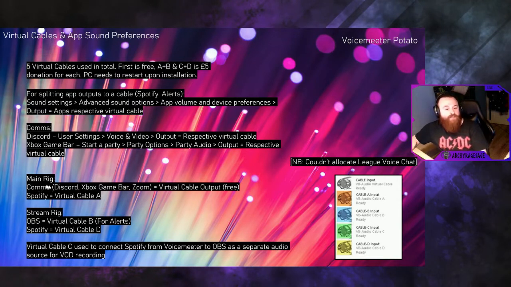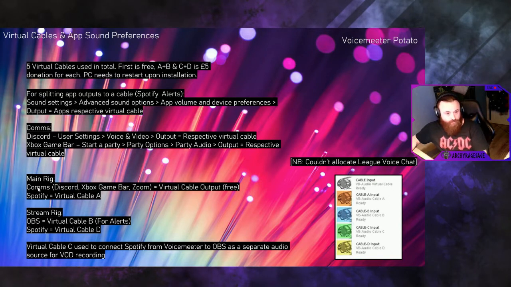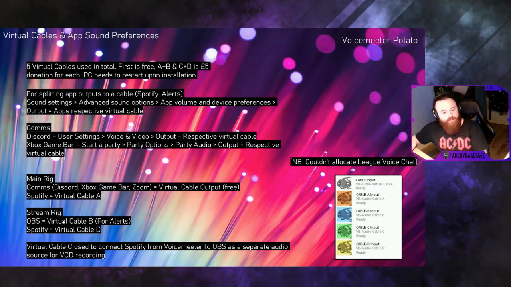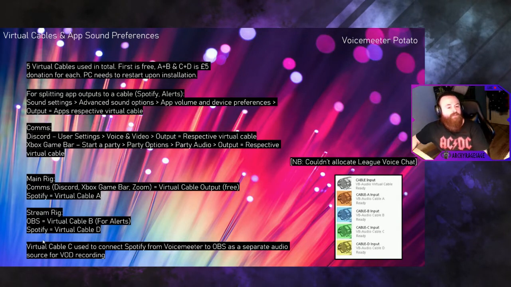So the main rig is the comms, like here, what I've said. And here I'm using the free virtual cable for the comms channel. The Spotify channel on my main PC is virtual cable A, and then virtual cable B is being used for alerts on my streaming PC for OBS.